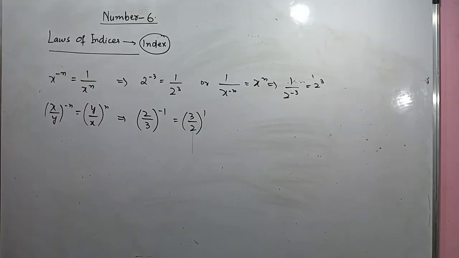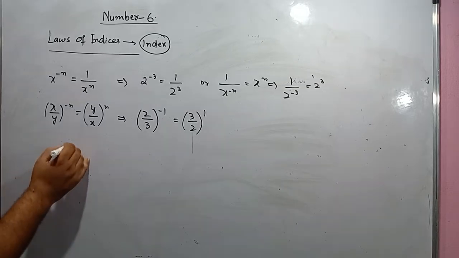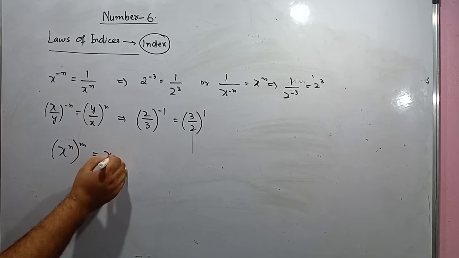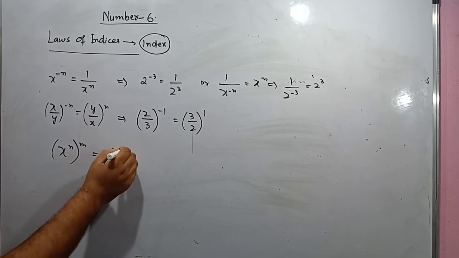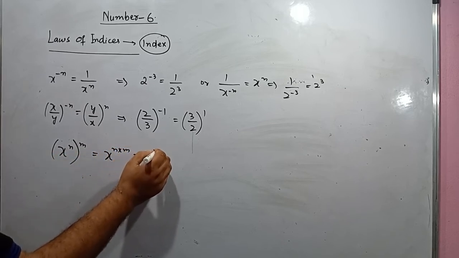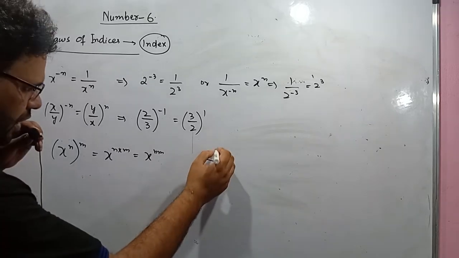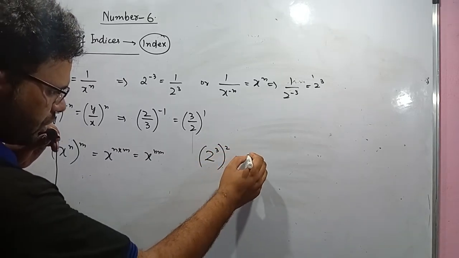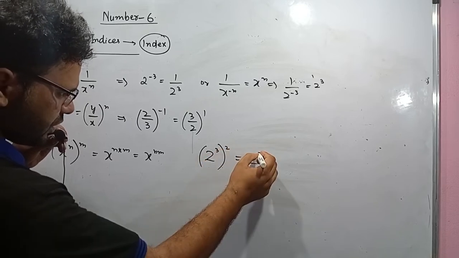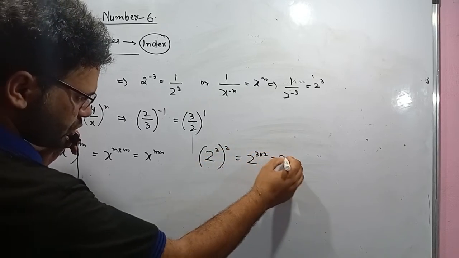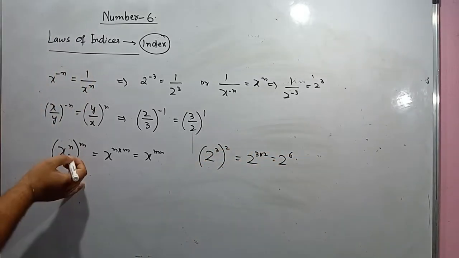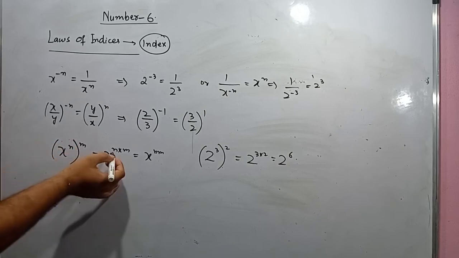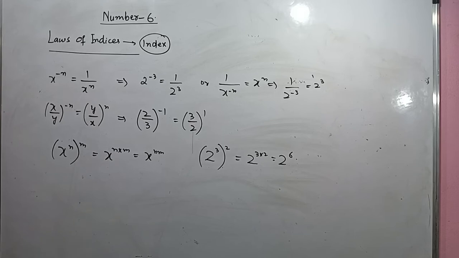Remember these things. And we have one more, if (x to the power n) whole to the power m. What to do? It is actually x to the power n into m, so that's x to the power nm. For example, if I have (2 to the power 3) whole to the power 2, what to do? 2 to the power 3 into 2, that is 2 to the power 6. So you should understand, when there is a bracket, then powers are multiplied, like n into m.